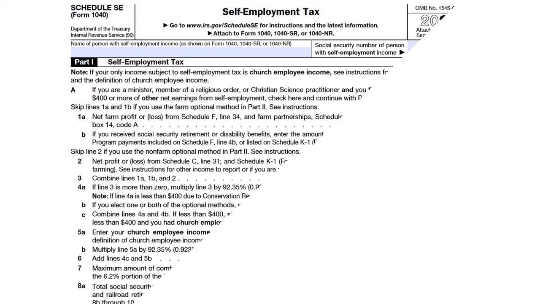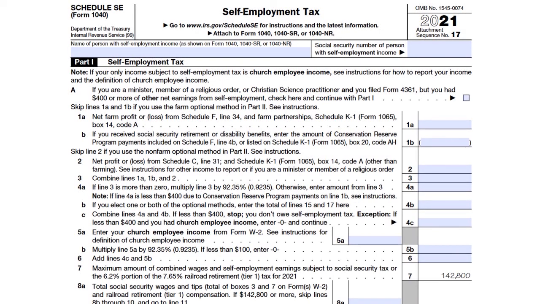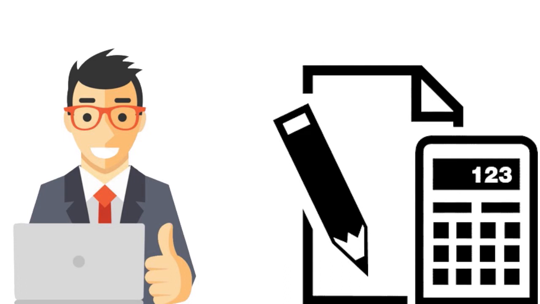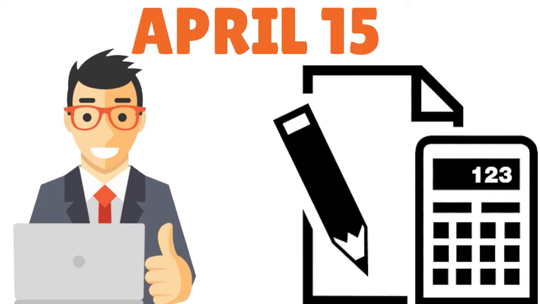Then you have Schedule SE. Schedule SE calculates the Social Security and Medicare tax. This is the self-employment tax that self-employed individuals need to pay. So if you are self-employed, you need to calculate your SE taxes and file Schedule SE. The due date for this form is April 15th.